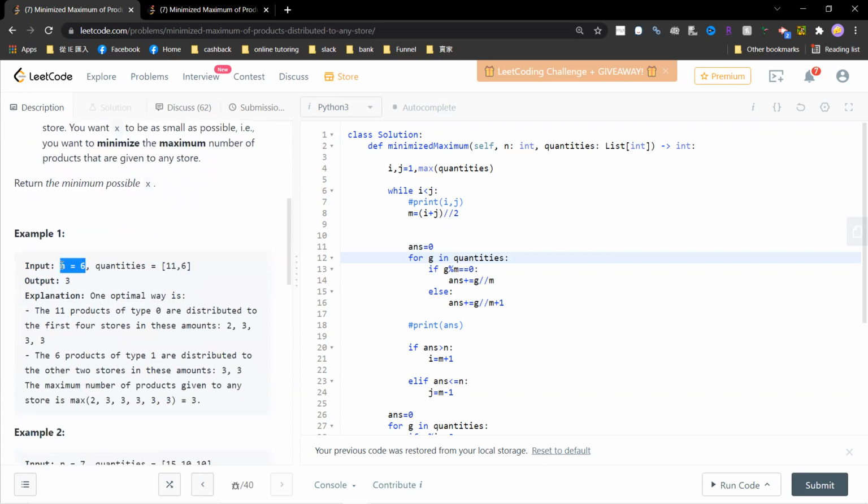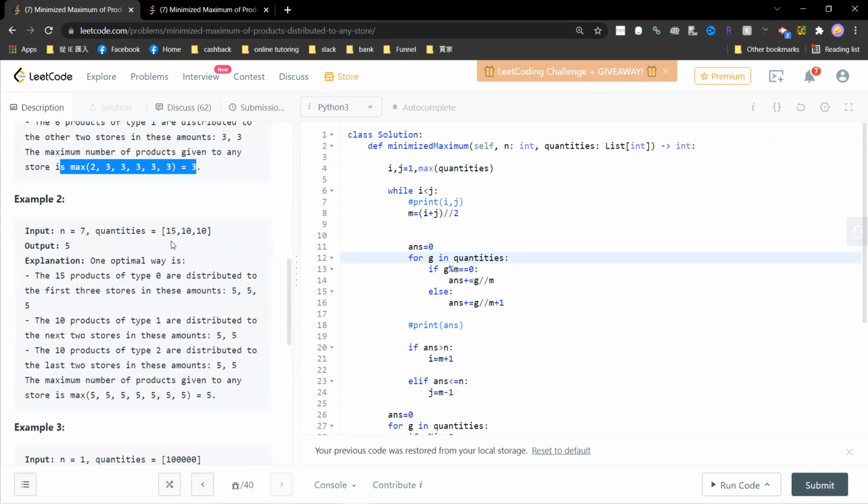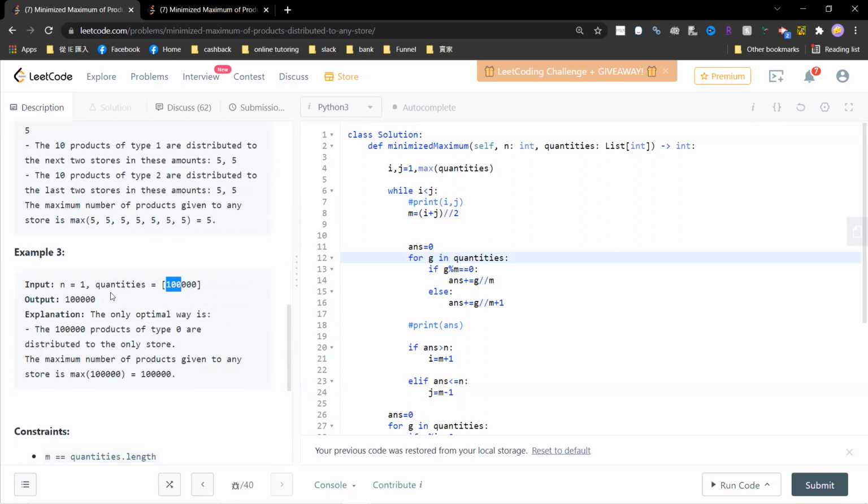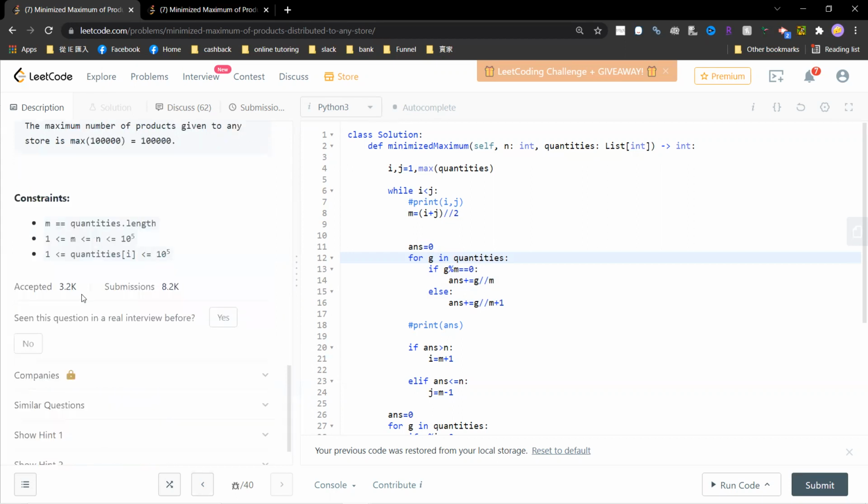For example, with n = 6 and quantities 11 and 6, your answer will be 3, because you can put the 11 into the first 4 stores, and then put the 6 as 3 and 3 into the remaining 2 stores, right? So the maximum is 3. And for this other one, there are 5, 5, 5, 5, 5, and then you only get this.